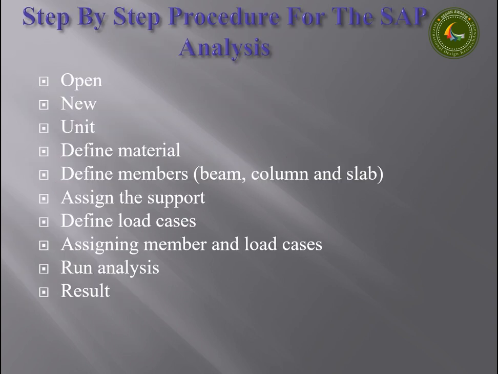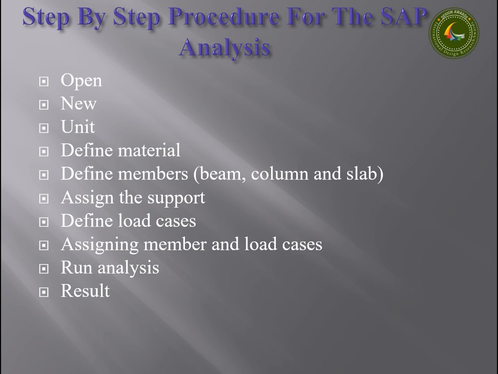In order to analyze a building in SAP software, I have followed this procedure. Firstly, we need to open the software, and then we have to set the units, whether in the MKS system or the SI system. Then we have to define the material properties, and those materials are concrete and steel. Then we have to define the member properties. Those members are wall, beam, column and slabs.